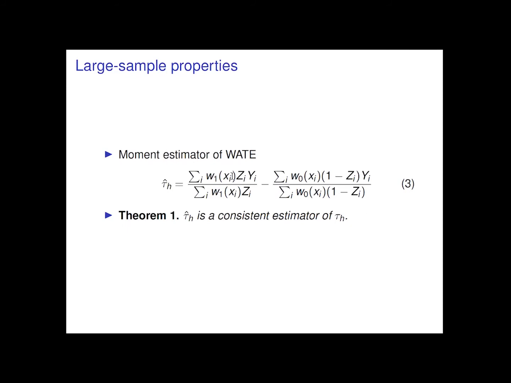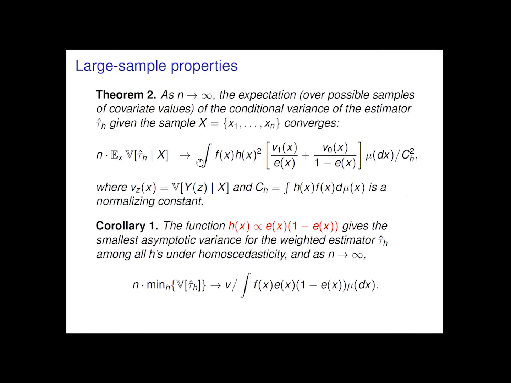Well, it's just a weighted estimator, essentially. You guessed it, it's just the difference of the weighted outcome in the treatment group and the control group, and this is the moment estimator of the weighted average treatment effect. And of course, the first theorem is that it's consistent. This is nothing special, right? The second theorem is a little bit messy. I think you don't even need to read this. Essentially, I derived the large sample variance of the estimator.